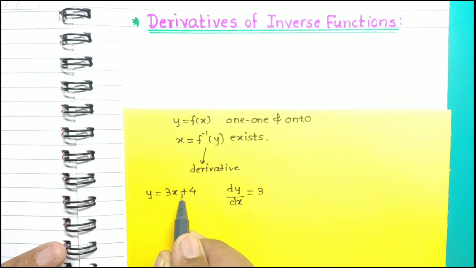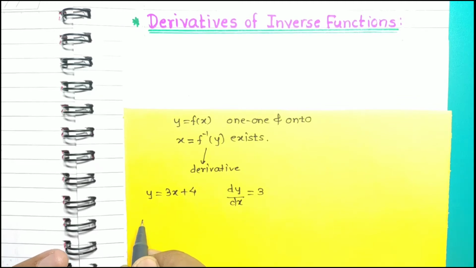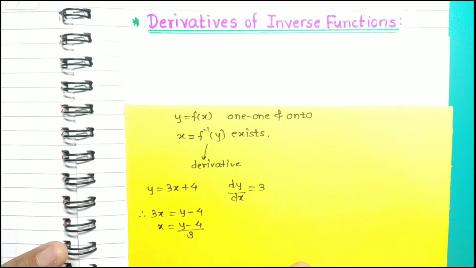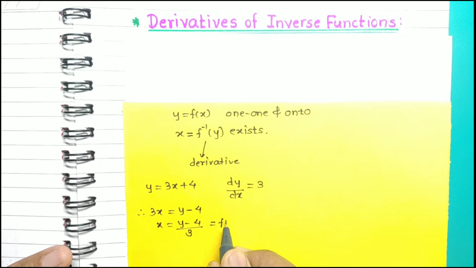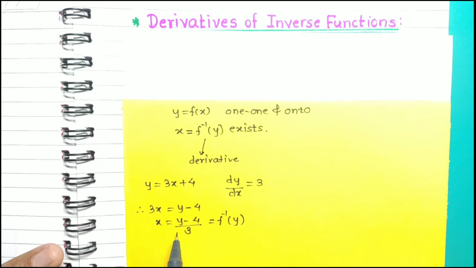Now to find the inverse of this function, we express x in terms of y. So we have 3x is equal to y minus 4, so x is equal to (y minus 4) upon 3. This is nothing but the inverse function of y is equal to f of x. This is f inverse of y, and here we see that it is a differentiable function, so we can find the derivative of this inverse function.